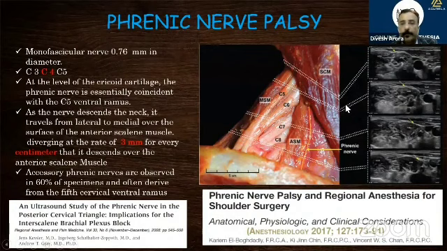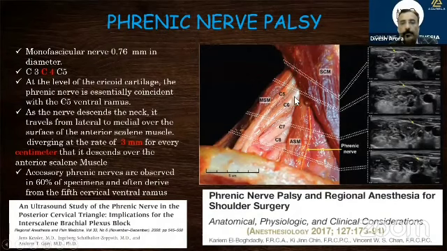Let's understand the anatomy first. It's a monofascicular nerve. It's less than 1 millimeter in diameter. It has contribution from C3, C4, C5, but the principal contribution is C4. At the level of the cricoid cartilage, it is seen very close to the C5 nerve root at this level.